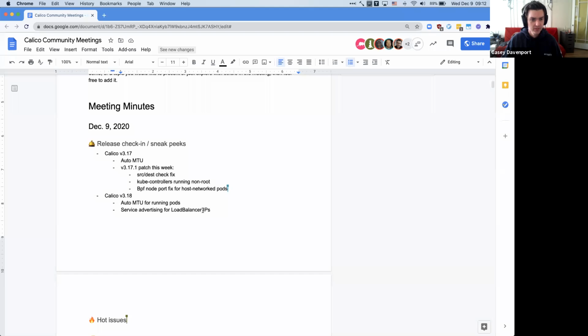And then we're also adding a control to specify which nodes you actually want to advertise service IPs from. I think there are a number of scenarios where you have nodes in your cluster that you don't want to be looping traffic through as they come in from the outside world. The most common one is the nodes hosting your control plane components.